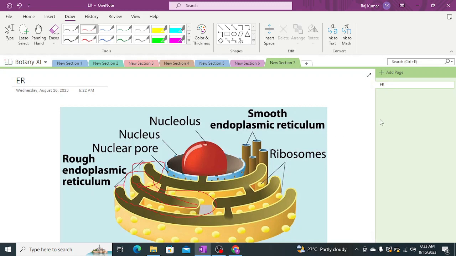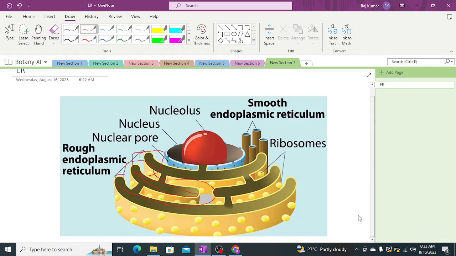Now let us discuss the cis face and trans face of the endoplasmic reticulum. The side of the endoplasmic reticulum that is towards the nucleus is known as the cis face, whereas the side towards the outer side of the nucleus, the cytoplasm, is known as the trans face. So the cis face is towards the nuclear membrane and the trans face is towards the cytoplasm or plasma membrane.